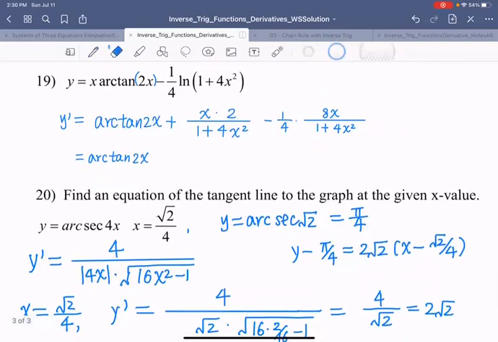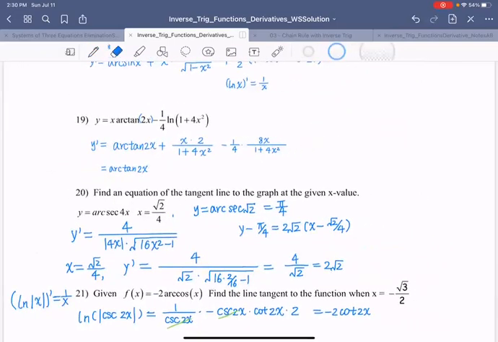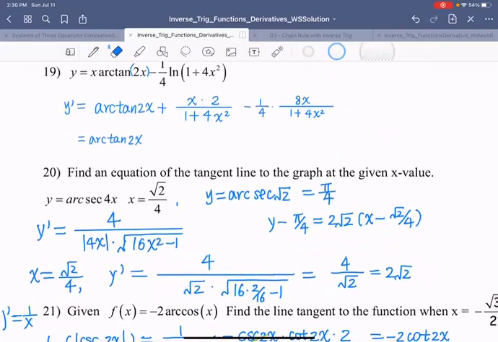Question 20. Any students? No students. Aiden.